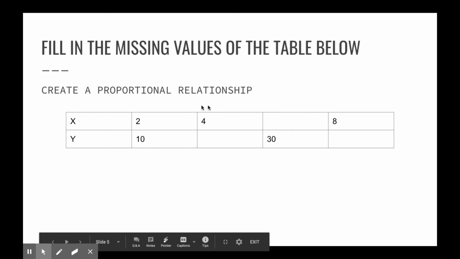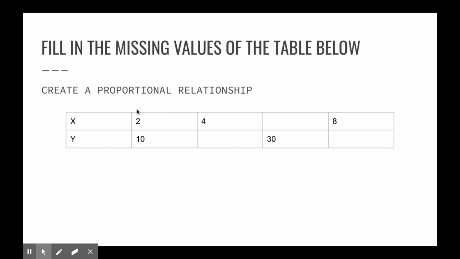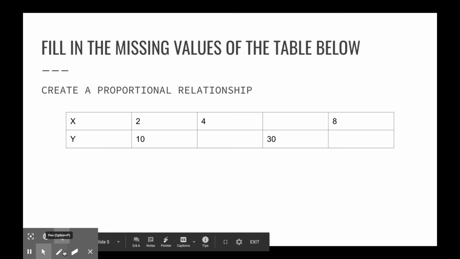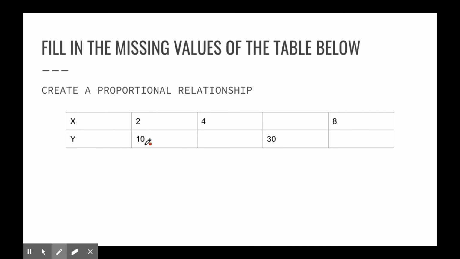Okay, here we're just creating a proportional relationship, so we have to fill in our missing values. And so 2 to 10, our relationship would be multiplying by 5, so that means we have to multiply our 4 by 5 to get 20. Now, 30 is on the bottom, so we would divide that by 5 to get 6 up here. You notice how it's going 2, 4, 6, 8, 10, 20, 30, and then 40.